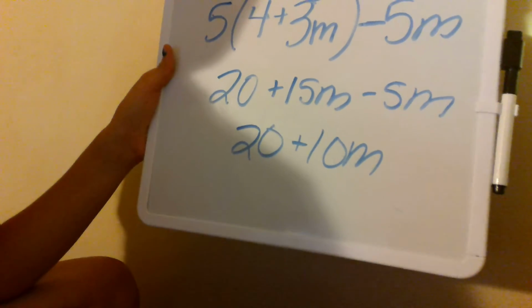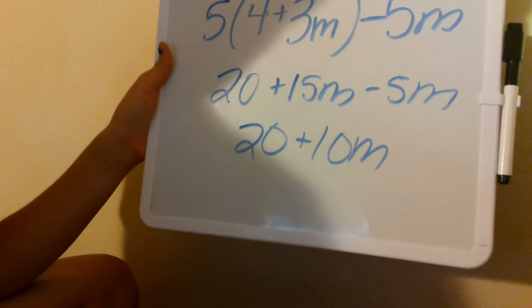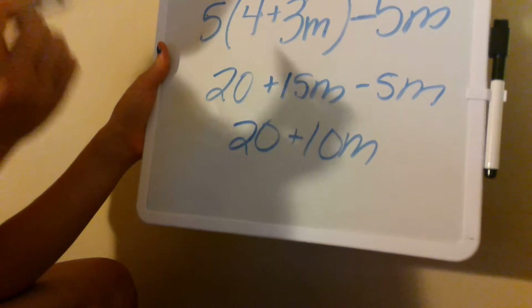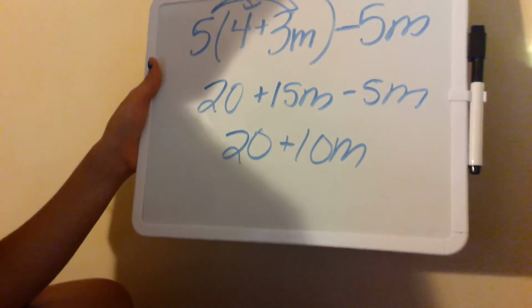So that is the distributive property. It's when you see a number hanging outside parentheses and you know to multiply that number to every term within the parentheses.